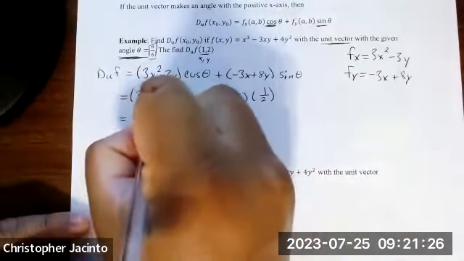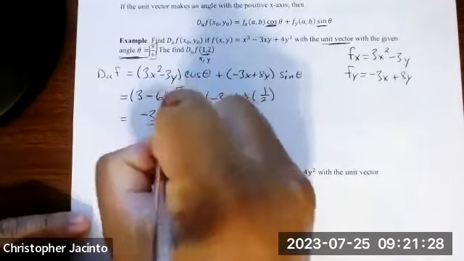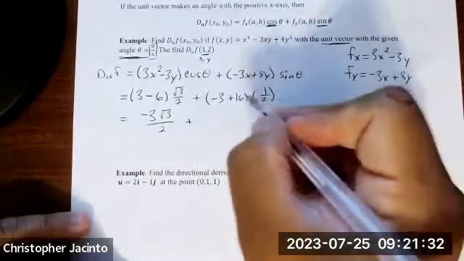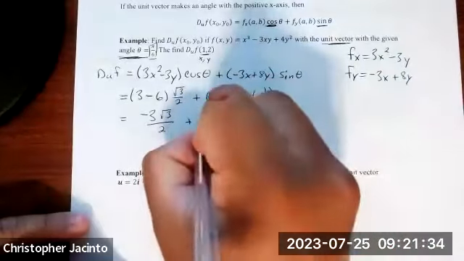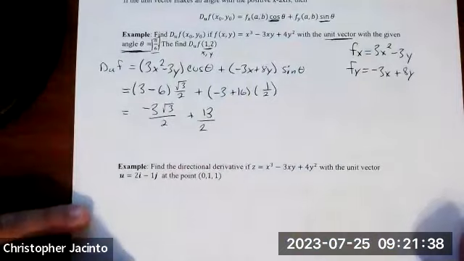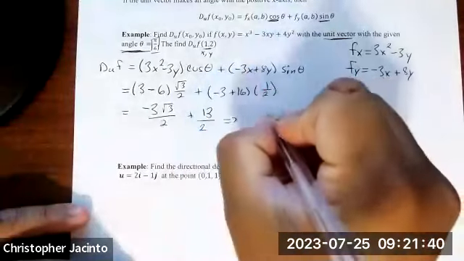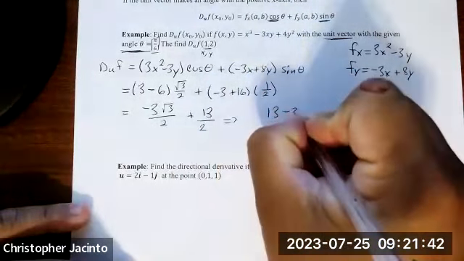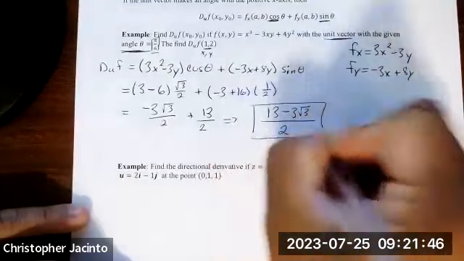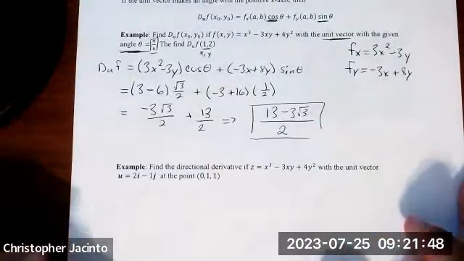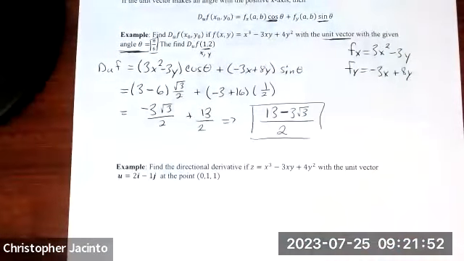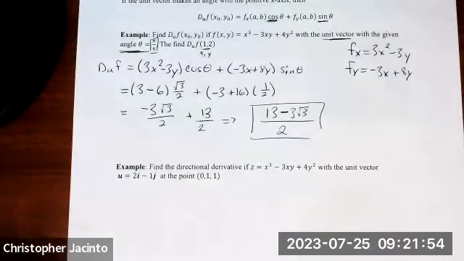So this ends up being -3 plus 8 equals 5. This is, what is that, 13? Yeah, 13 over 2. So putting these together, there's our directional derivative at the point. So remember, this is our rate of change in that particular direction.